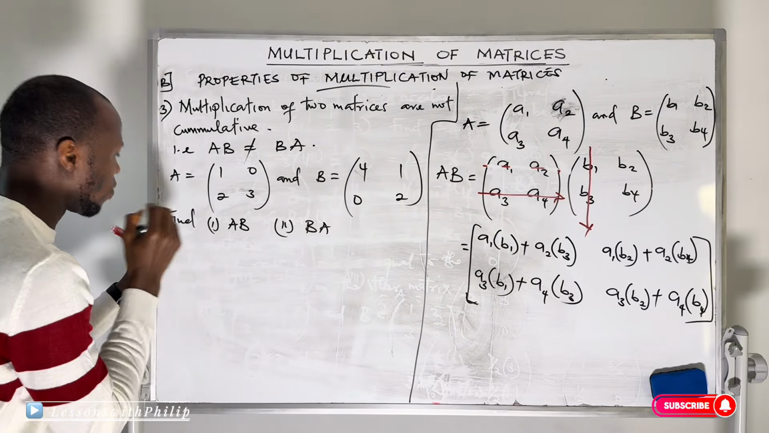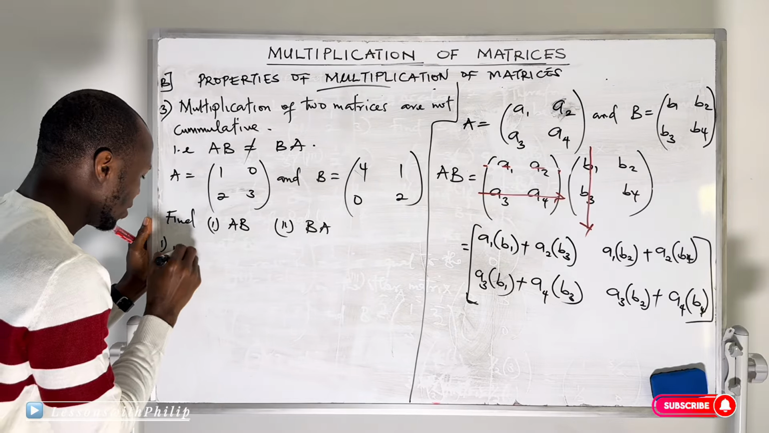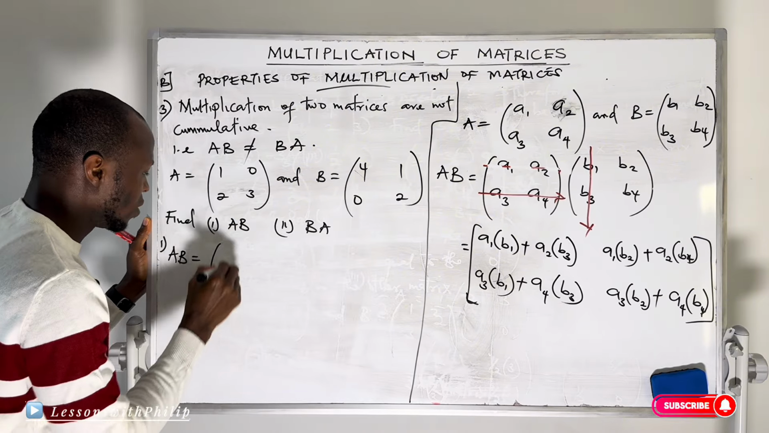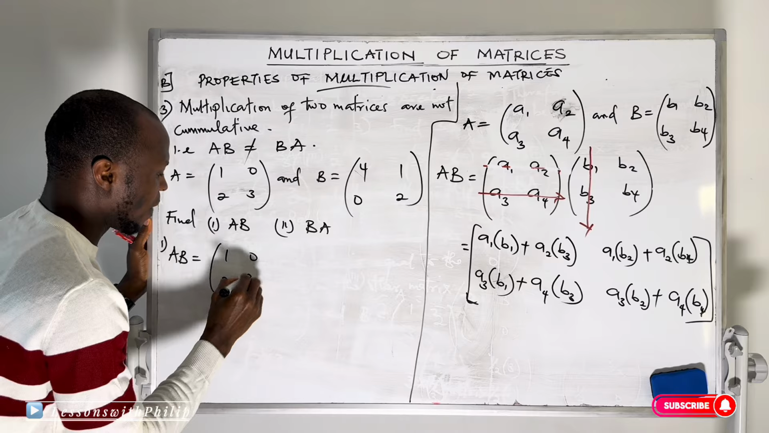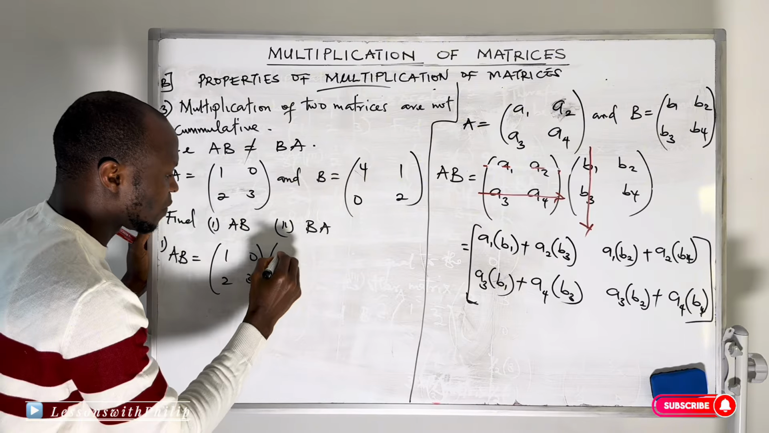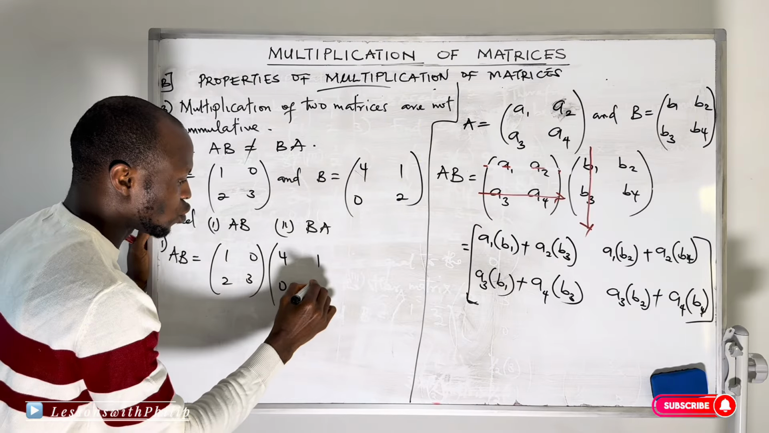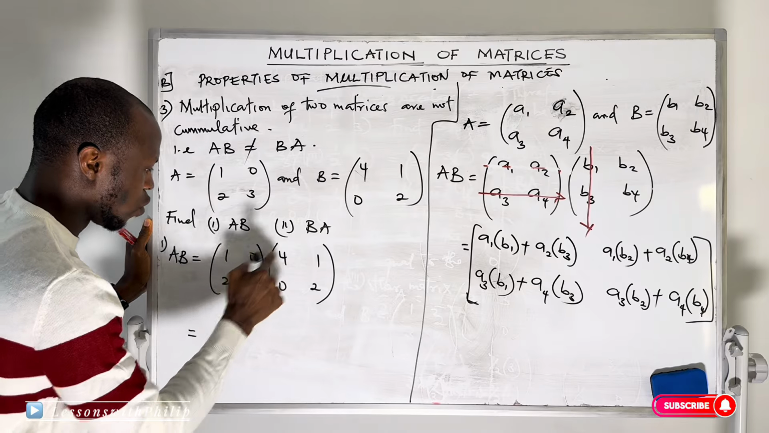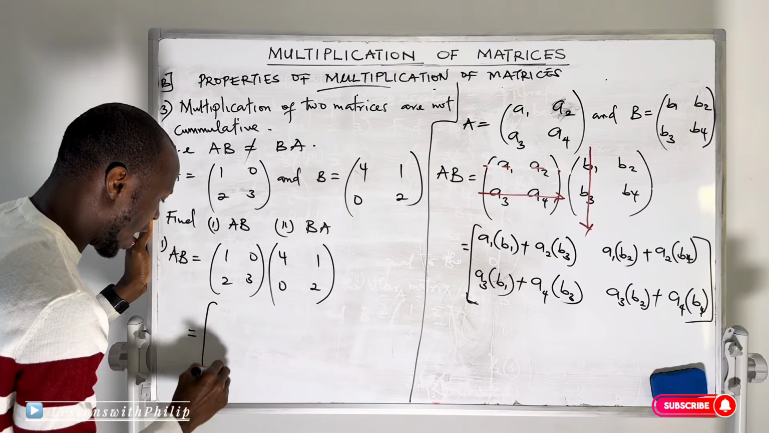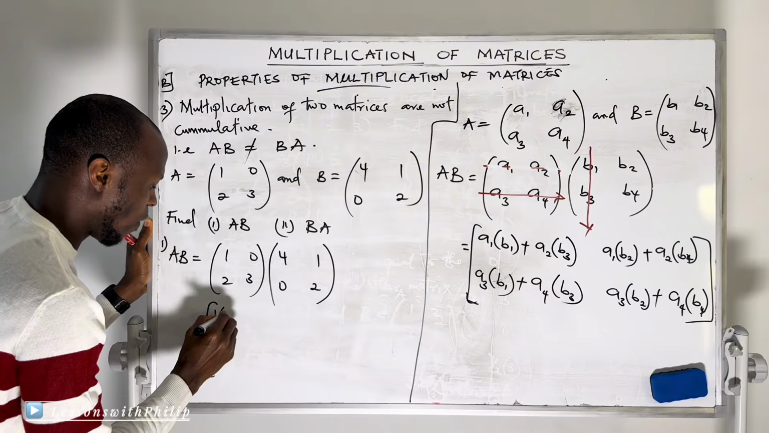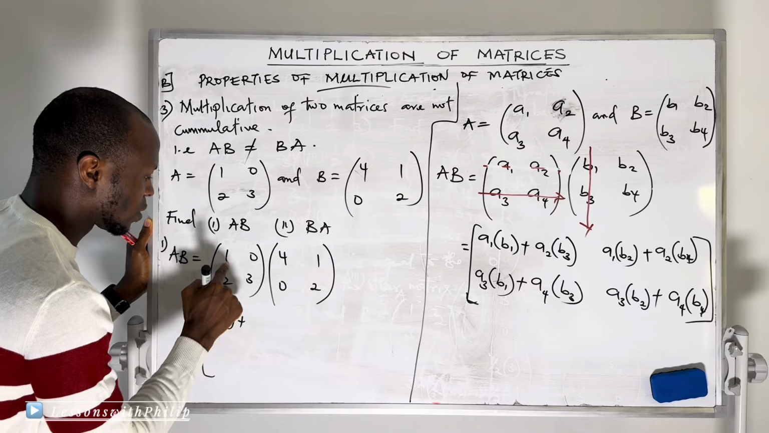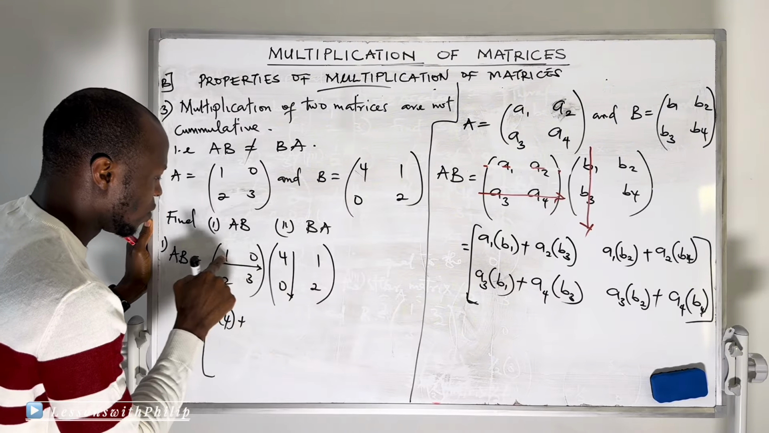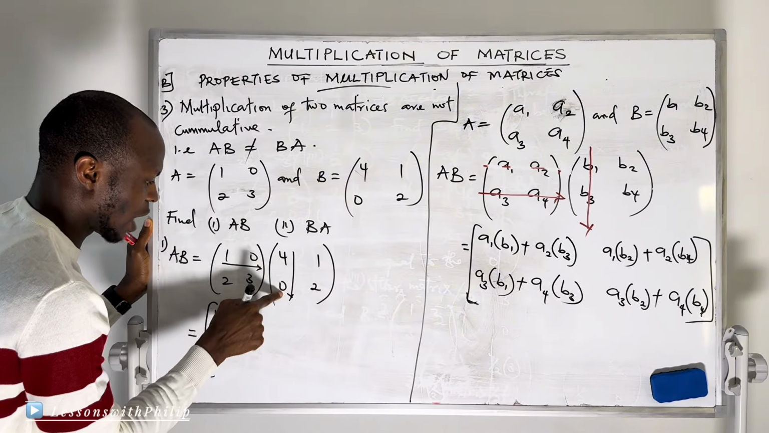Okay, Roman figure 1. My AB will now be equal to, what is my matrix A? My matrix A is 1, 0, 2, 3. And my matrix B is 4, 1, 0, 2. Okay? And this will now be equal to 1 times 4. The row will multiply the column. So I have 1 times 4 plus 0 times 0. Don't forget, we're going like this.